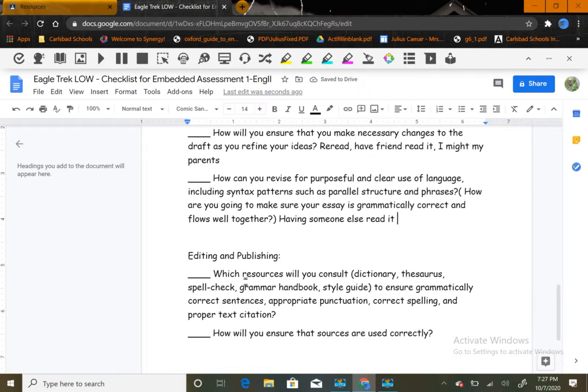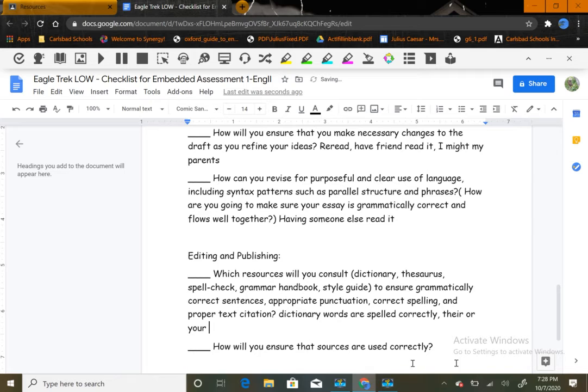Editing and publishing. Which resource will you consult to help you ensure grammatically correct sentences and punctuations? Again, I might use a dictionary to make sure my words are spelled correctly. And I'm using the right words the right way. I'm not using the wrong there or misspelling it in any way, or your.